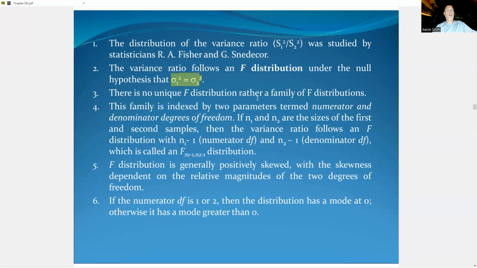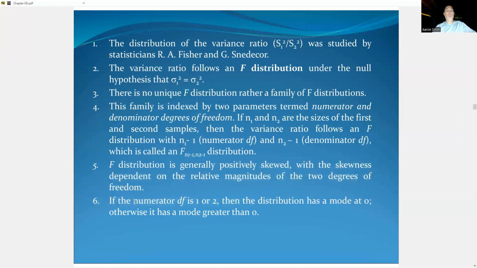Now, something that's kind of important to understand about this is that the F distribution is actually a family of distributions. I have to give two parameters, and that's the degrees of freedom aspect. So the families are indexed by two parameters, the numerator degrees of freedom and the denominator degrees of freedom. And so here, this is how we denote that. The F distribution is generally positively skewed, with the skewness dependent on the relative magnitude of the degrees of freedom.